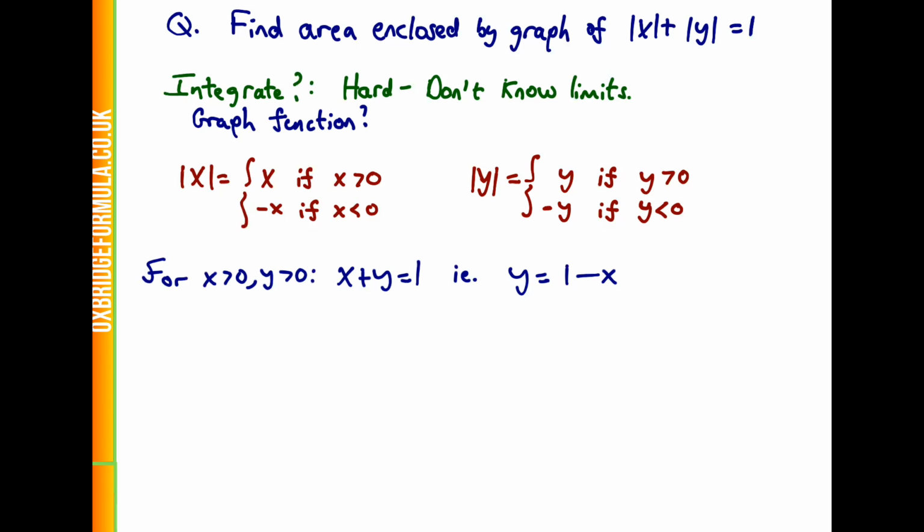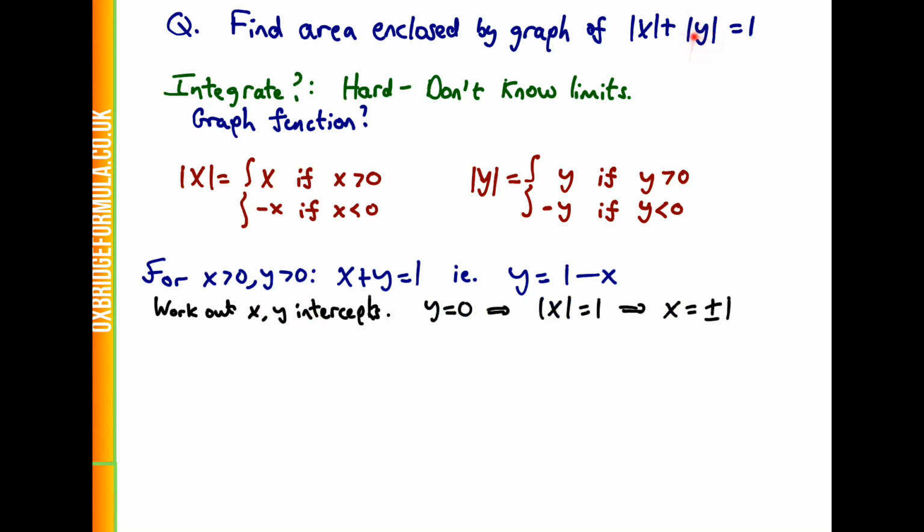What else do we know about this graph? Well, we can work out the x-intercepts and y-intercepts. We can work them out by trying y = 0. That means |x| = 1, and |x| = 1 has x = plus or minus 1 as its solutions. So those give us our x-intercepts. What about the y-intercepts? We could do something similar, and it gives us y = plus or minus 1. So our graph is going to look something like this.